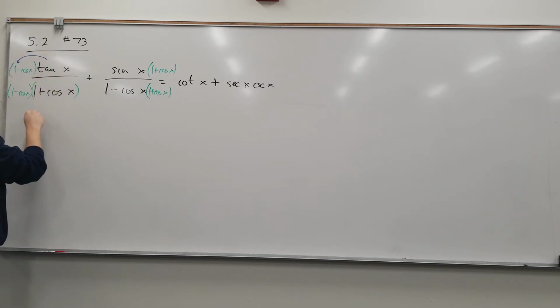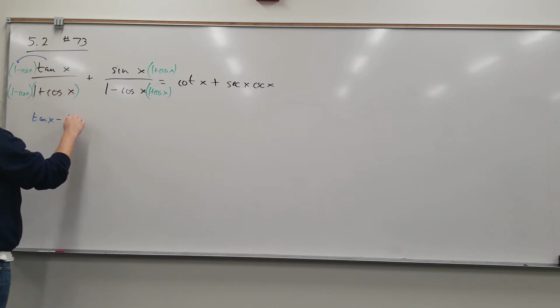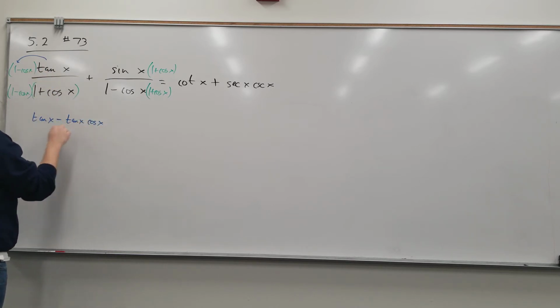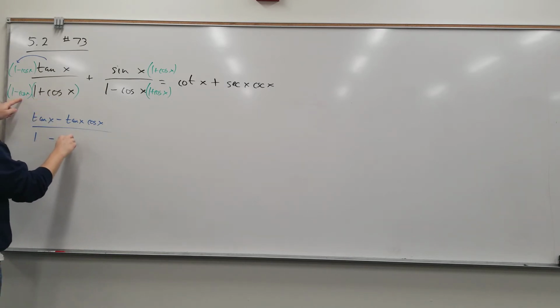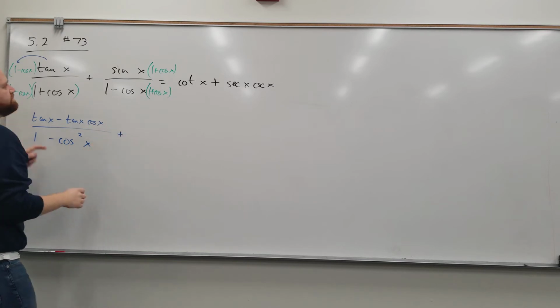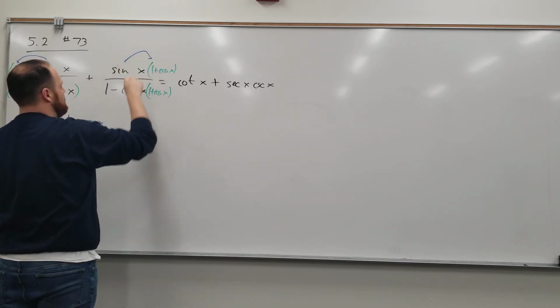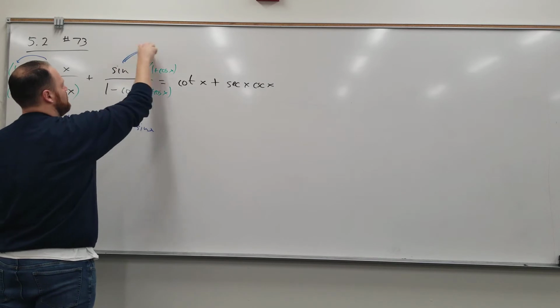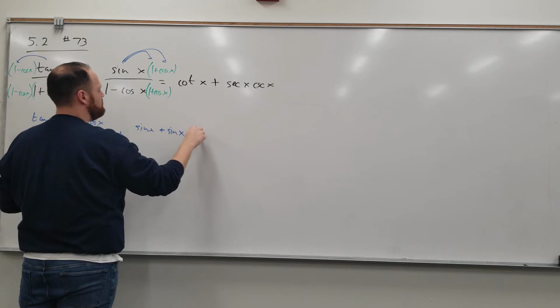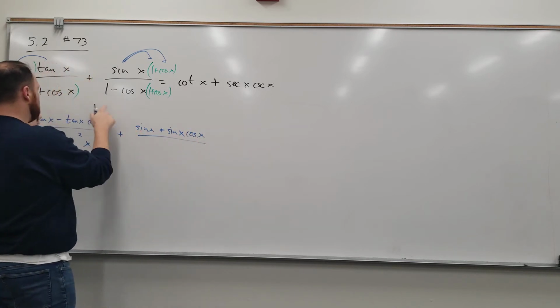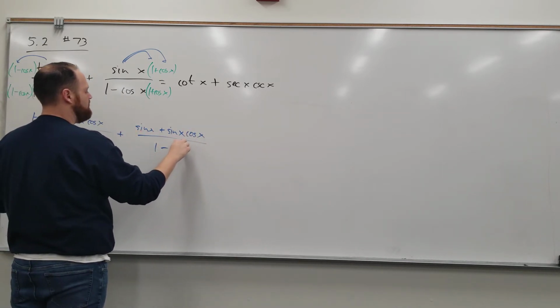So I'm going to get tangent minus tangent cosine over, now here I'm going to get 1 plus cosine minus cosine, so those cancel, and then minus cosine squared. Here I'm going to get sine plus sine cosine over same thing as before, 1 minus cosine squared.